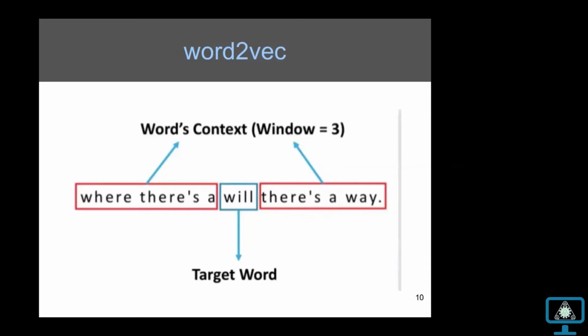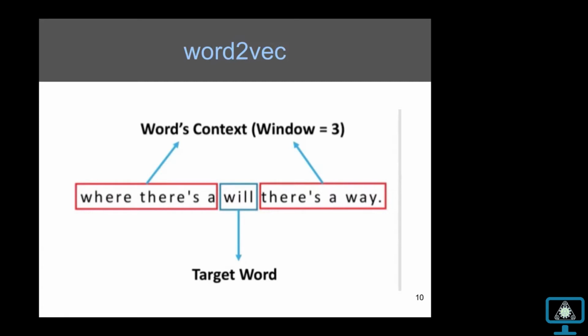Here's an example of how this word-to-vec method works. These methods take a large body of text. In this case, suppose you have an entire novel or you have a WHO bulletin or whatever. And here I'm looking at a particular word, in this case, will, and I'm looking at the context in which will appears. To the left of will, there are three words, let's say, where there is a, and to the right of will, there are three words, let's say there's a way. So the context for this will are these three words to the left and three words to the right. And it need not be three words, it could be 5 words, it could be 1 word, any way in which we define context.